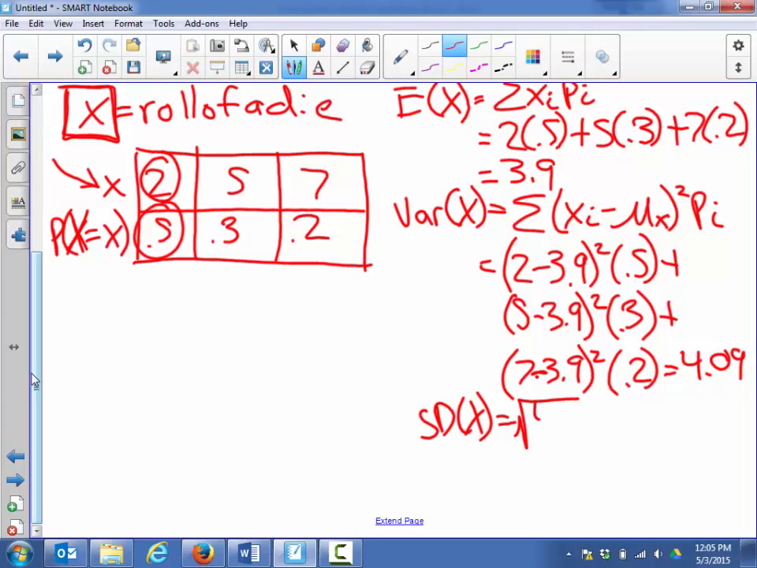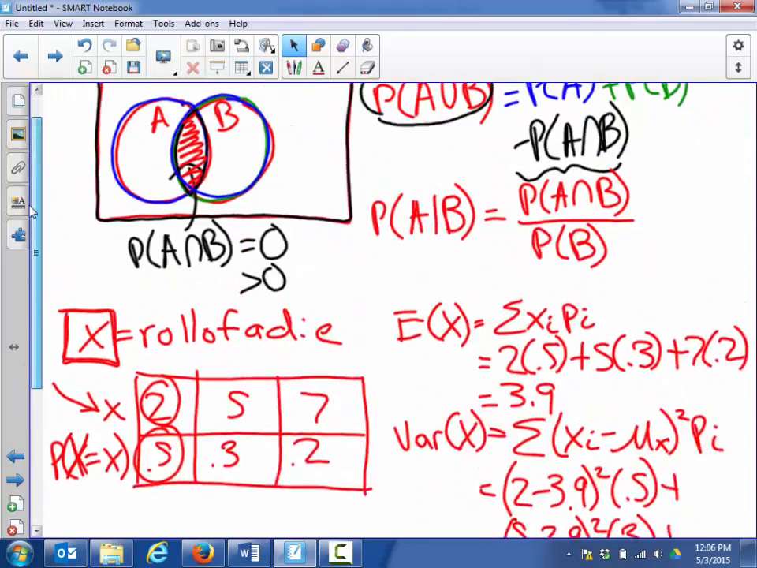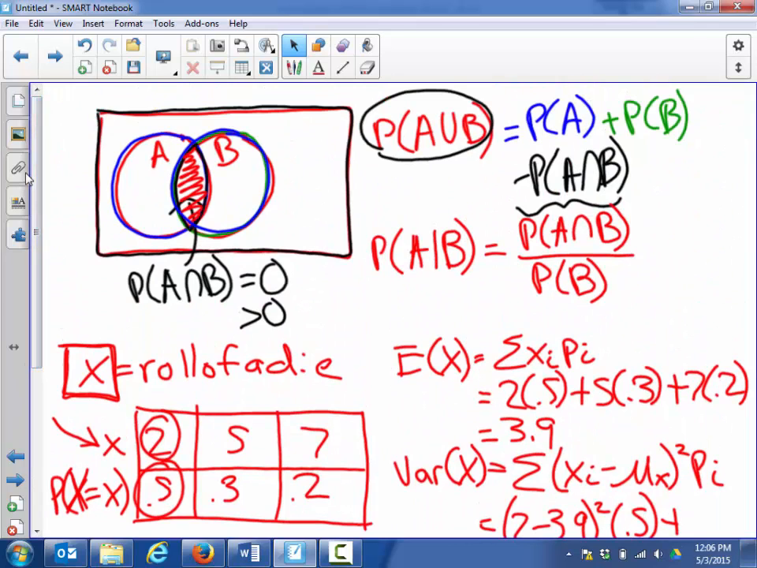So if I wanted the standard deviation, I'd say, well, the standard deviation of x is equal to the square root of that 4.09, which I'm not sure what that is exactly. I haven't calculated it, but it's approximately 2. Okay, approximately 2. All right, so there's sort of the meaning and the placement of 4 important probability equations that you'll want to know where they're at on your reference sheet.